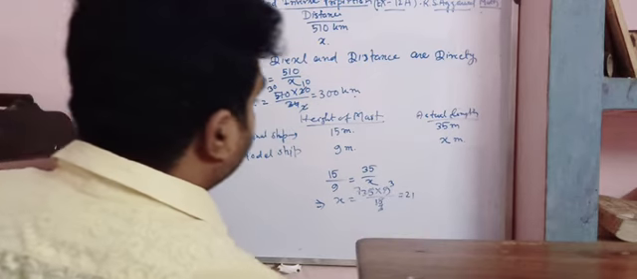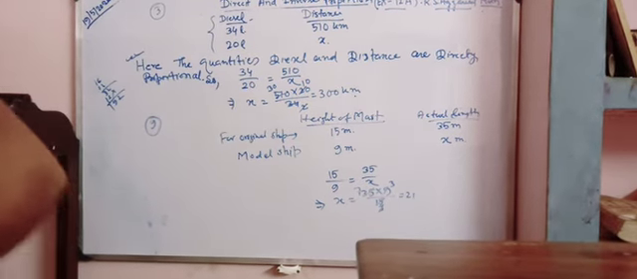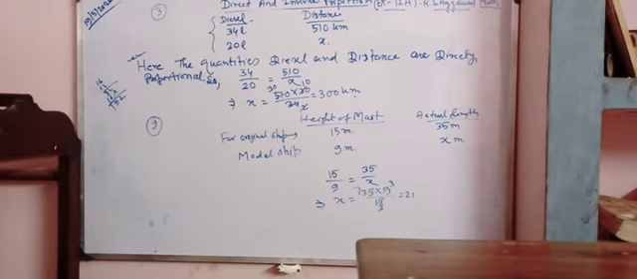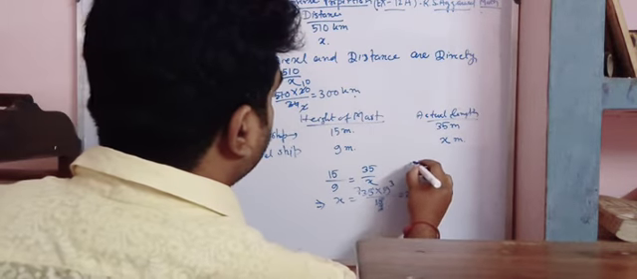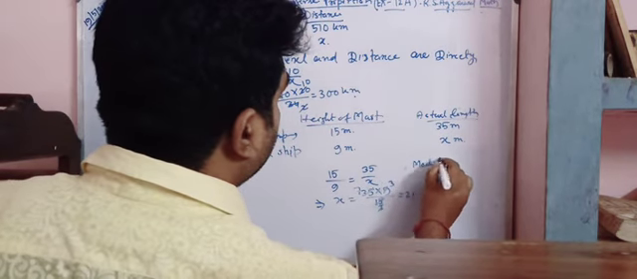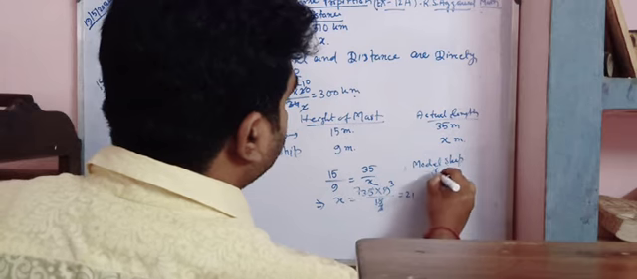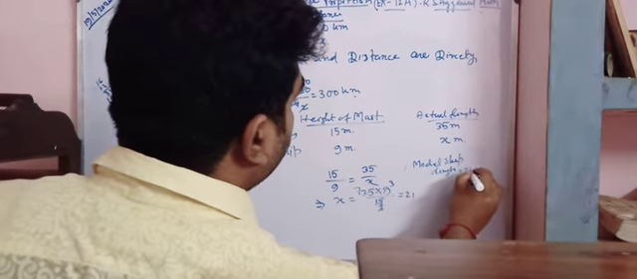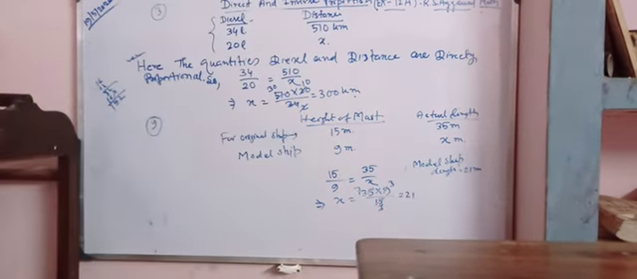That is 21. So the length of the model ship is equal to 21 meters. Okay. Next, come to another question.